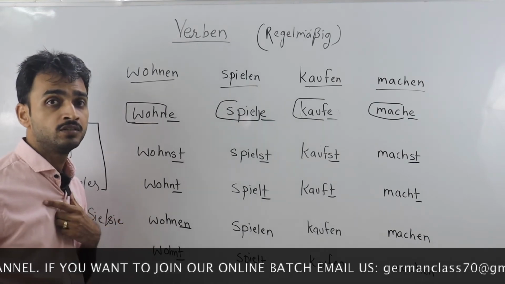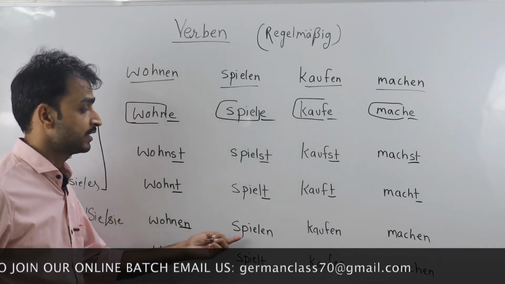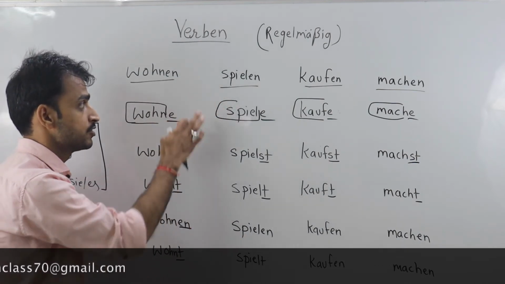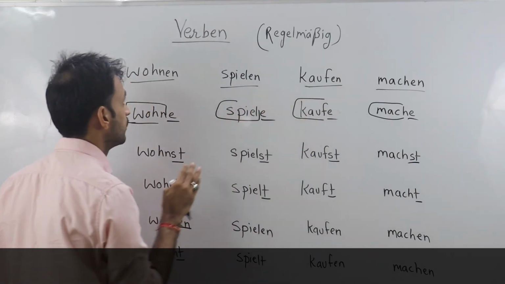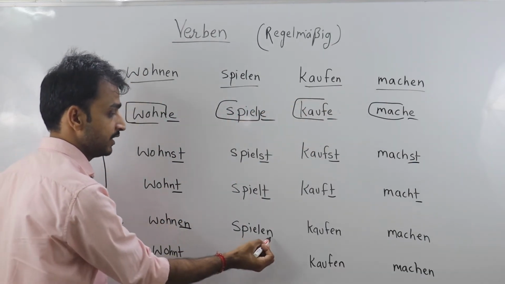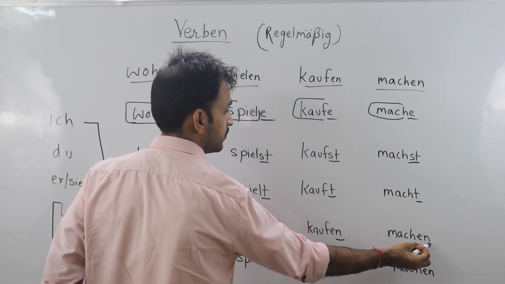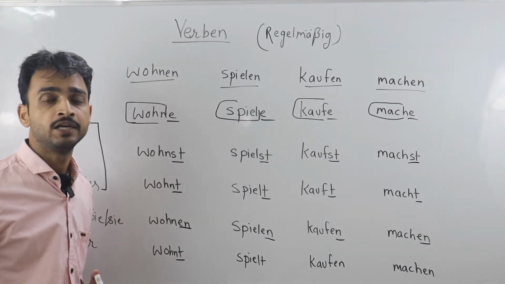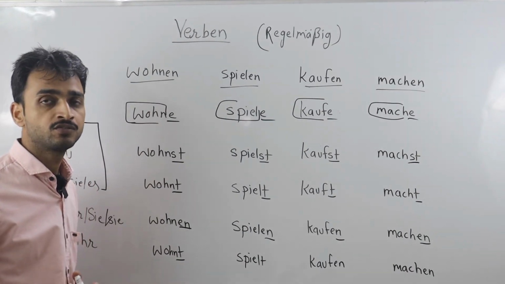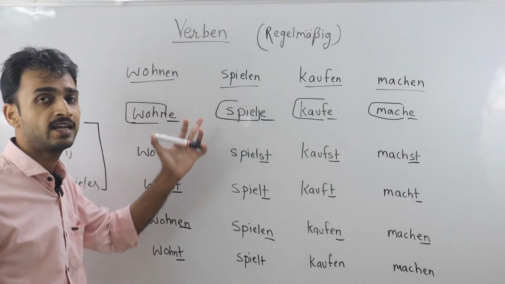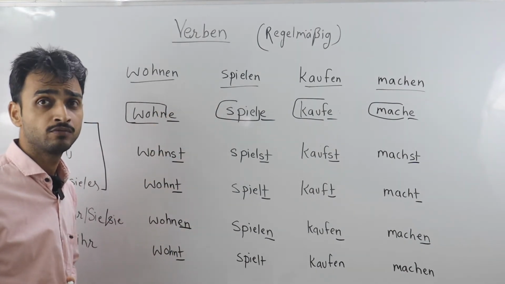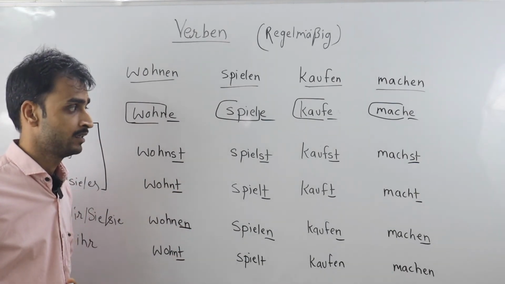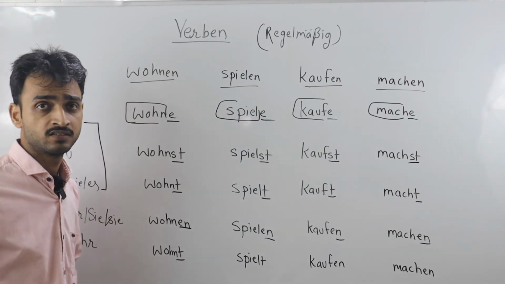Now wir means we, plural. So the verb will be written like this, en ending, the same. You can copy from here. Spielen, kaufen, machen or wohnen. So en ending, you can say no change. It's like the infinitive verb. It is also known as the verb in infinitive form. There is no change, just write the verb as it is. This is called a regular verb. You can see all regular verbs follow the same pattern like this, except a few exceptional cases.